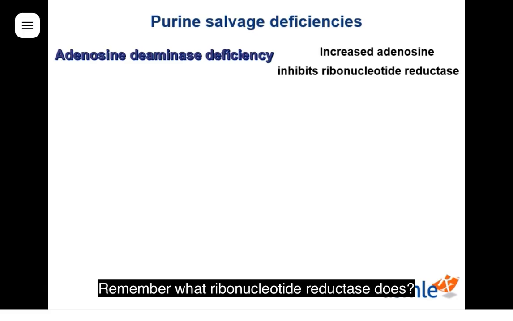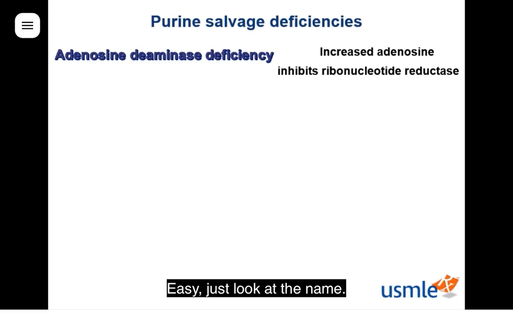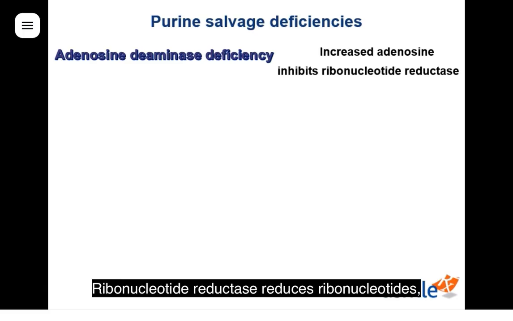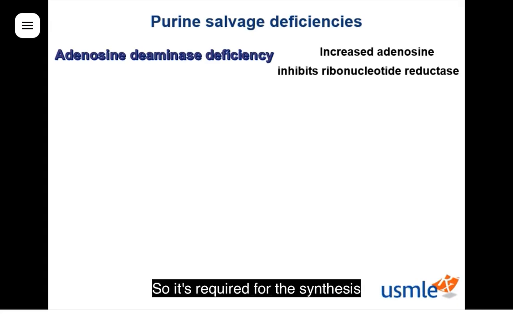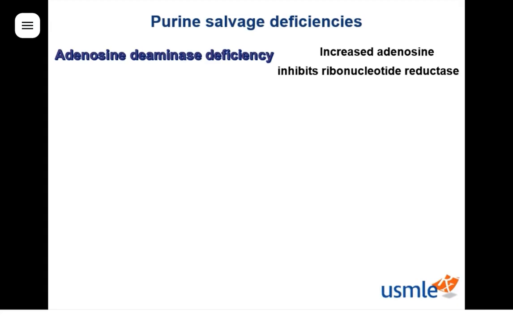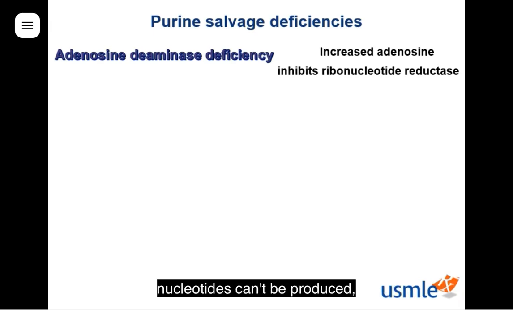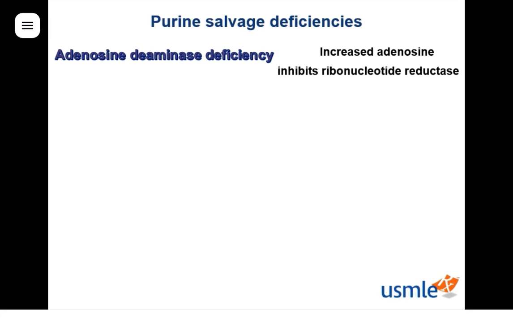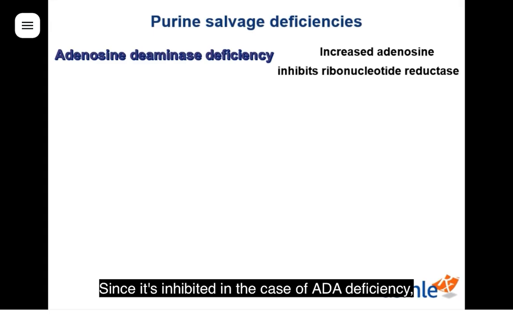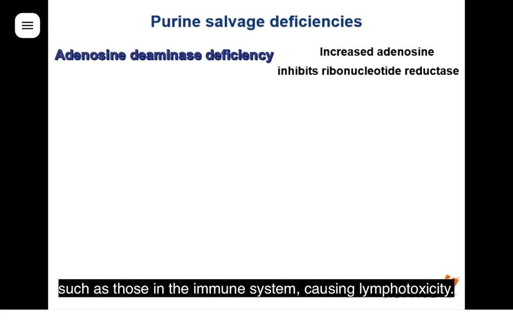Remember what ribonucleotide reductase does? Easy, just look at the name. Ribonucleotide reductase reduces ribonucleotides, like in RNA, into deoxyribonucleotides, like in DNA, so it's required for the synthesis of all deoxyribonucleotides. Since it's inhibited in the case of ADA deficiency, nucleotides can't be produced, which mostly affects cells that need to divide a lot, such as those in the immune system, causing lymphotoxicity.